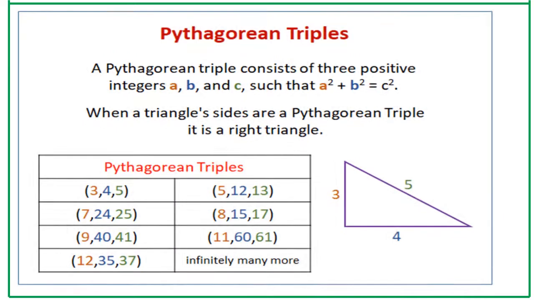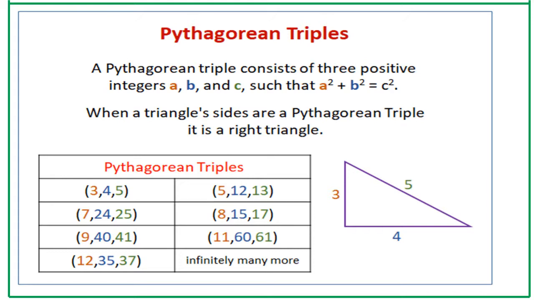Let's see Pythagorean triples. A Pythagorean triple consists of three positive integers a, b and c such that a squared plus b squared equal to c squared. When a triangle's sides are a Pythagorean triple, it is a right angle triangle. So look at the image. Here is given one right angle triangle. Base 4, perpendicular side 3, hypotenuse side 5.